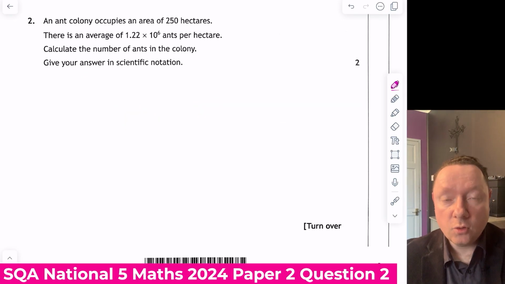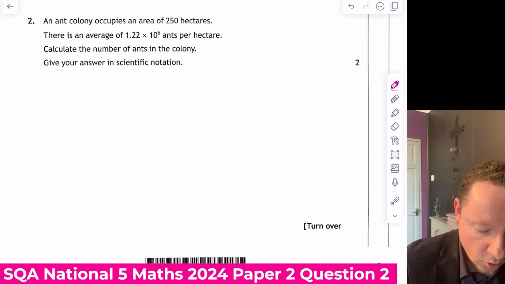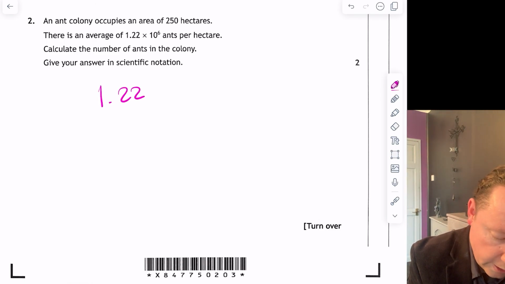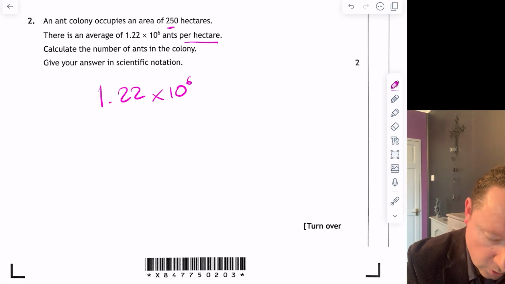SQA National 5 Maths 2024 Paper 2 Question 2. An ant colony occupies an area of 250 hectares, and there's an average of 1.22 times 10 to the 6 ants per hectare, so in 1 hectare. Calculate the number of ants in the colony. That's per hectare, so it's just times 250.